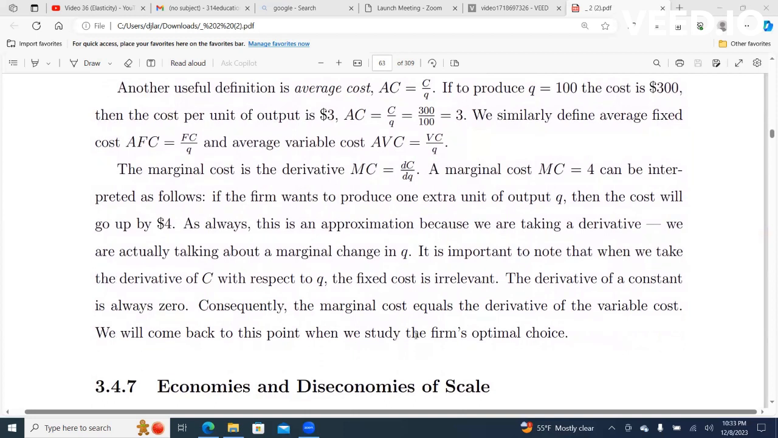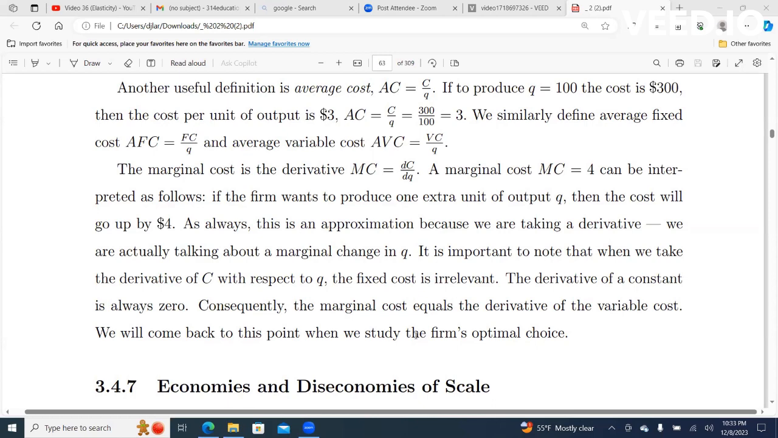Another useful definition is average cost. Of course, the average cost is just the total cost divided by the quantity at that moment. If to produce Q equals 100, the cost is 300, then the cost per unit of output is $3. The average cost is the total cost divided by the total Q. So 300 divided by 100 is, of course, $3 per unit. So we have to pick a Q, but the cost at that Q, divided by Q, is obviously the average cost per unit that we produce.